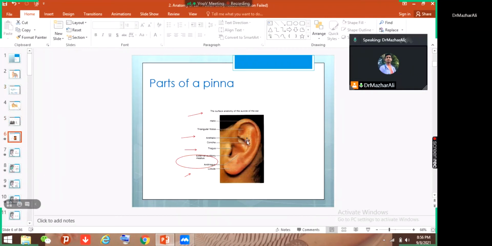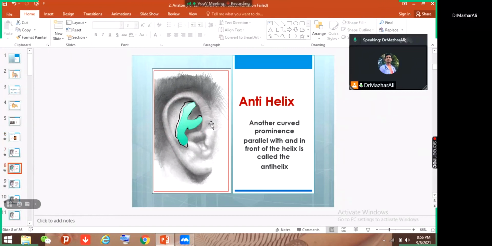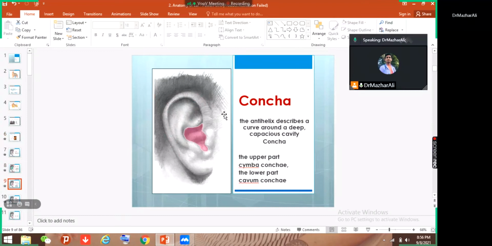You can appreciate in the picture this is what we call the helix, the prominent rim of the auricle. This is the antihelix, another curved prominence parallel to and in front of the helix. Then there is the concha. The concha describes a curve around a deep area, with the upper part called cymba concha and the lower part called cavum concha. This is the part you will see in the picture.